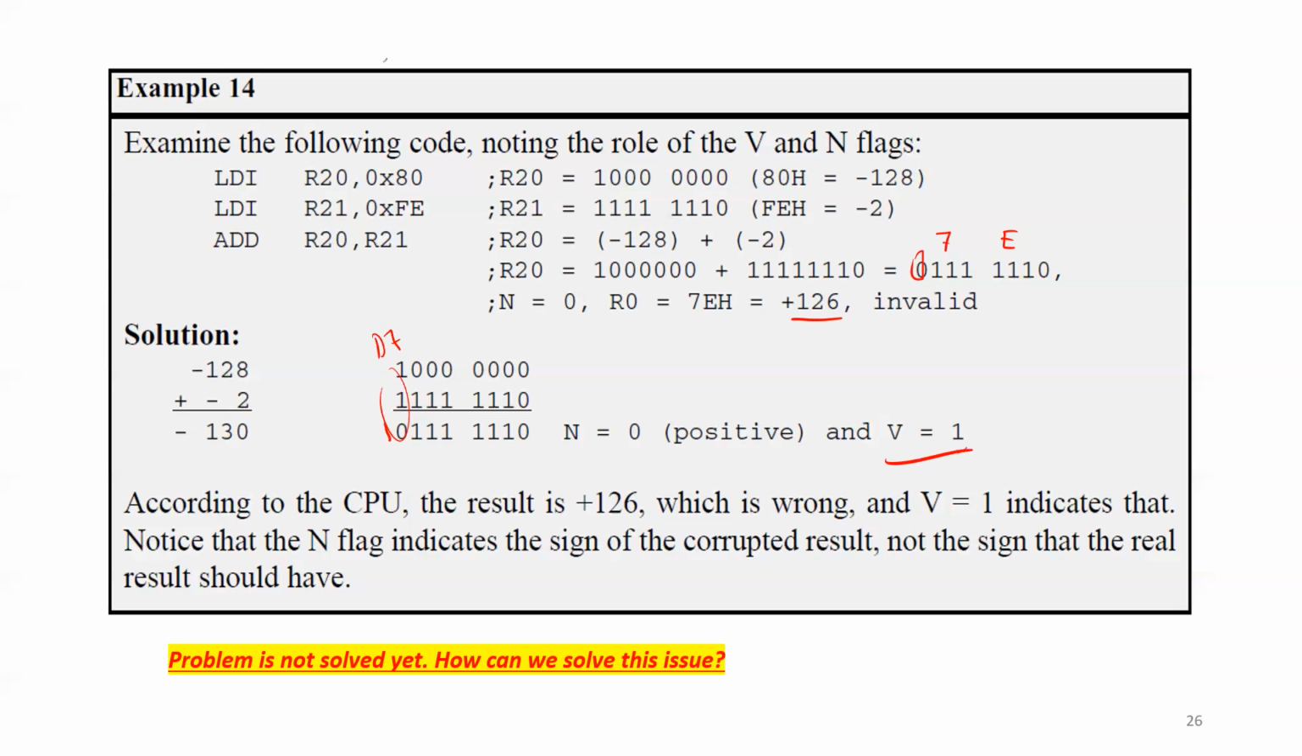And V equals 1 indicates that we have overflow. Note that the N flag indicates that it is positive 126. Note that the N flag indicates the sign of the computed result, which is here positive, and this is also not the right answer. So we still have the issue.